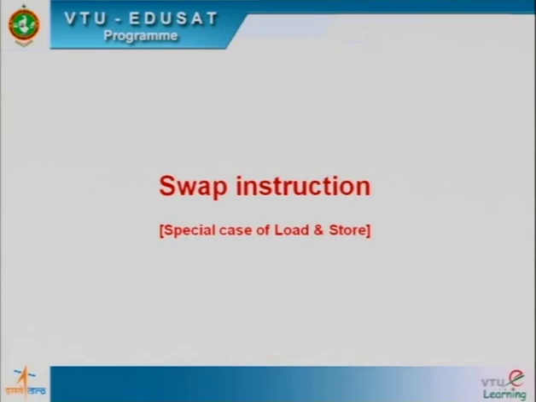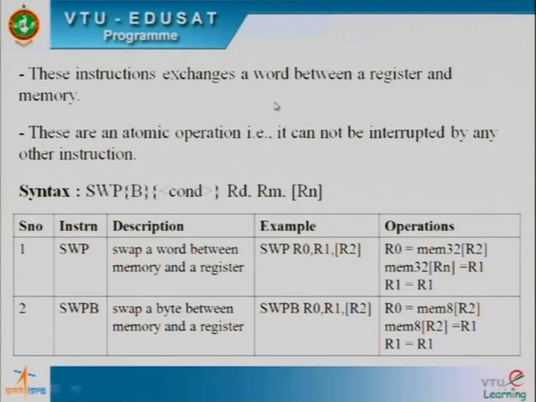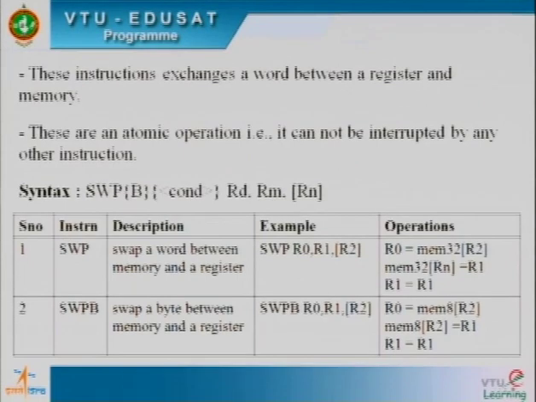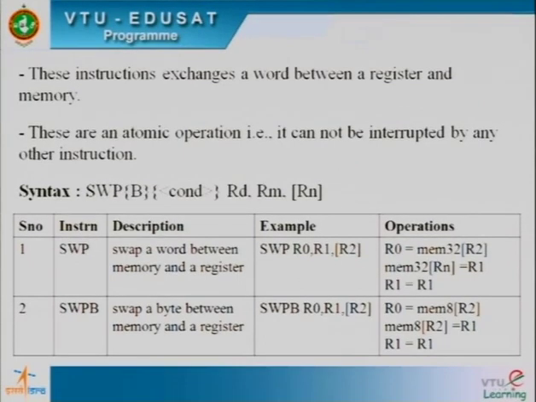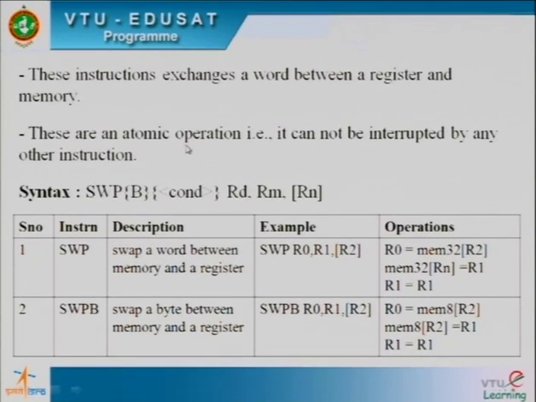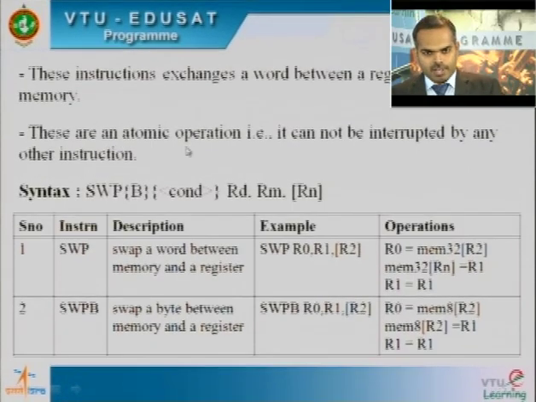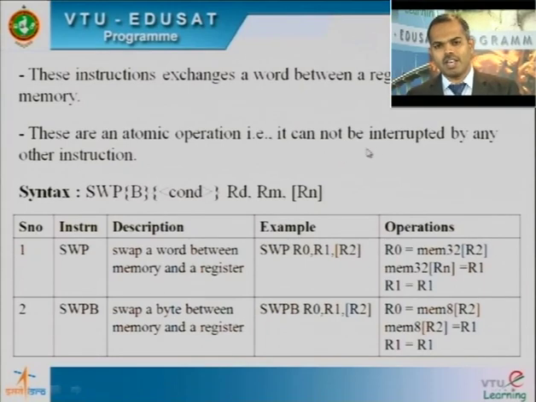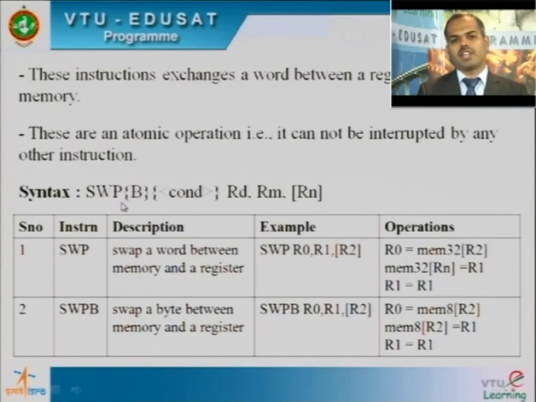Next, look at the swap instruction. Swap is one more very special load store instruction. What it does internally, please look at this. The first point: these instructions exchange a word between a register and memory. So the swap instruction will help to exchange a word between a register and the memory. This value will get exchanged. Now, a very important point to remember is that these are atomic operations. That means it cannot be interrupted by any other instruction. Whenever the swap instruction is executing, it cannot be interrupted by any other instruction until it gets completed.